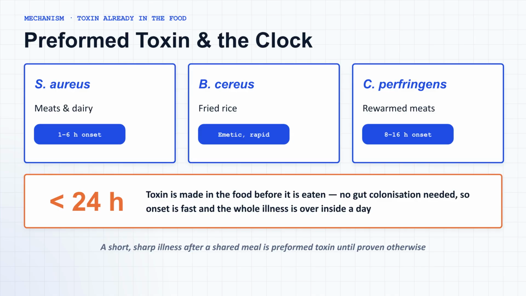Vomiting usually dominates. The classic triad is Staphylococcus aureus from meats and dairy, Bacillus cereus from fried rice, and Clostridium perfringens from rewarmed meats. A short, sharp illness after a shared meal is preformed toxin, until proven otherwise. Contrast that with an organism that has to colonize and multiply in the gut first. Those illnesses take a day or more to declare themselves.